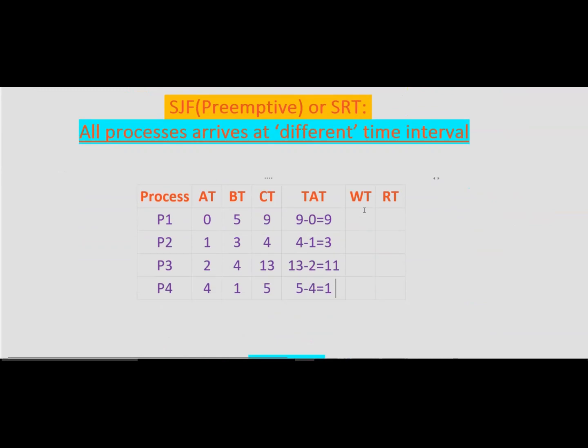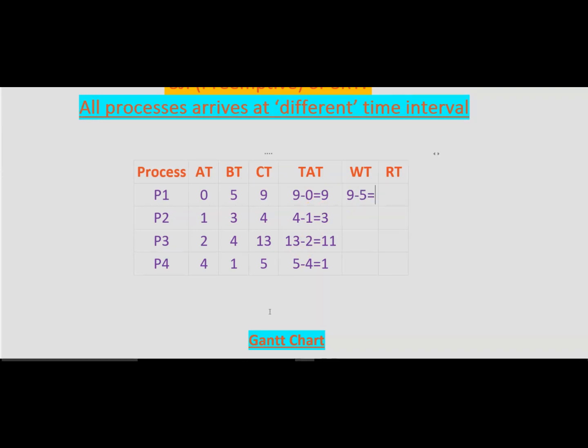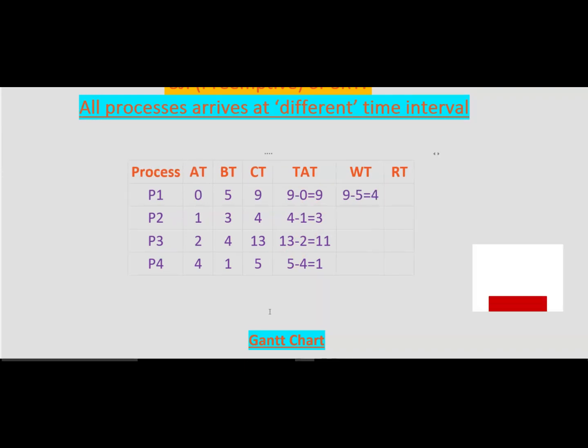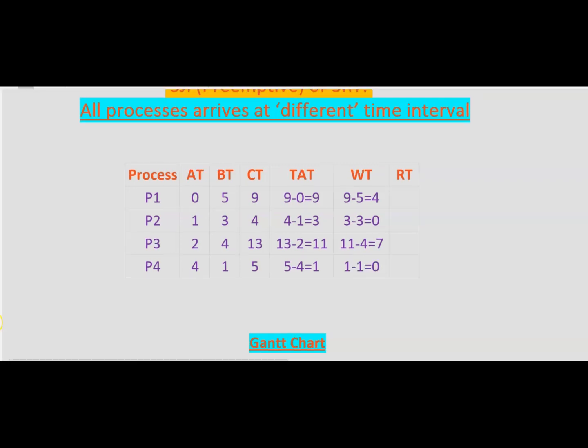The turnaround time we have just calculated and the burst time is already given in the question. So that is 9 minus 5, that is equal to 4. Then 3 minus 3, that is equal to 0. Then 11 minus 4, that is equal to 7. And the last we have is 1 minus 1 is equal to 0.